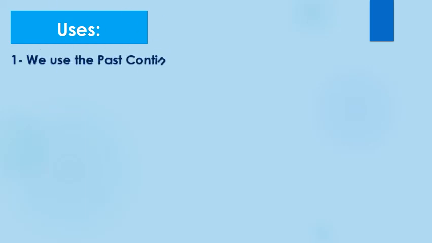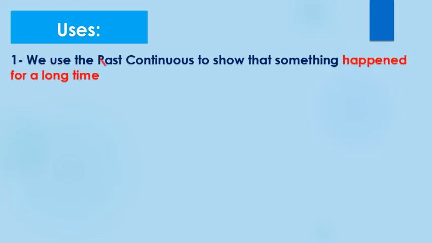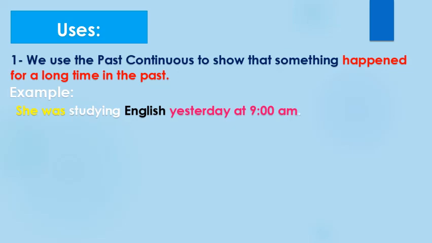Okay guys, now let's move to uses. So we use the past continuous to show that something happened for a long time in the past. So you have an example. She was studying English yesterday at 9 a.m. So she started at 9 a.m. and she continued until she finished.